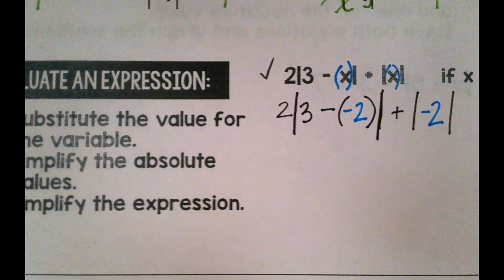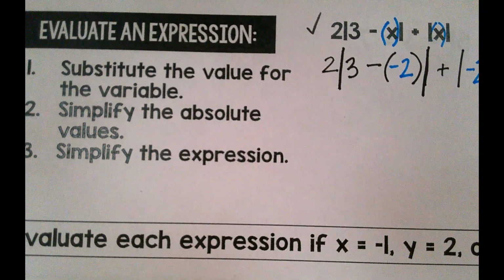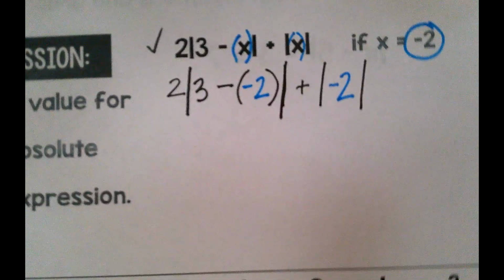Step 2 says simplify the absolute values. So what that means is now we want to look at the absolute value bars and let's see what we have.